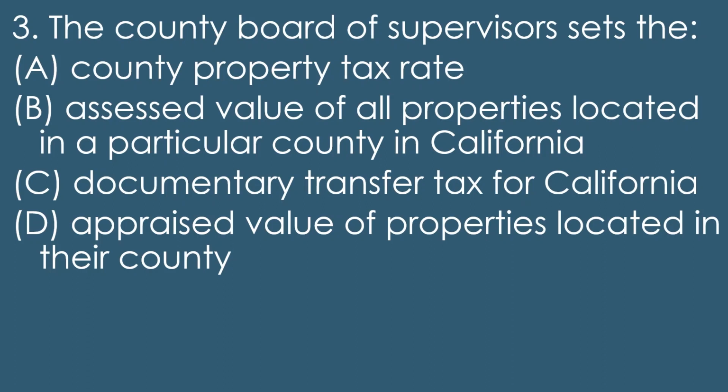But let's make sure the other ones are not correct. The assessed value of all properties located in a particular county in California: the tax assessor within the county is the one that actually sets the assessed value of all the properties. Because remember, when the property is sold, the property is assessed ad valorem, which is according to value. A lot of times it's actually the sale price, but sometimes if the buyer got a screaming deal and it's not really at market value, then it could be assessed at a different number than what it actually sold for. But when it's sold, that is usually when the properties will be reassessed according to value.